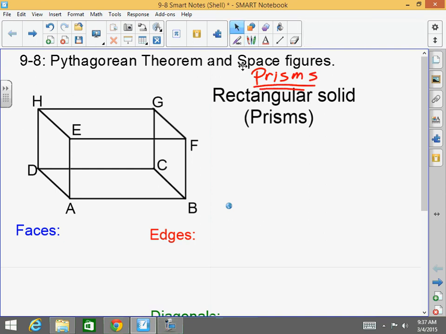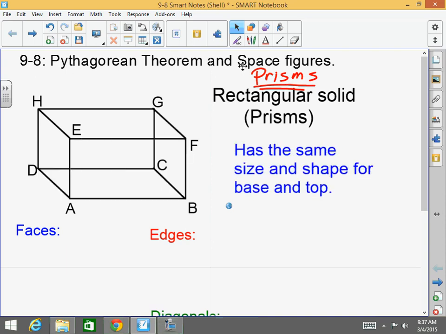Okay. When you have a rectangular solid, like the one right here in front of you, this is called a prism. It's basically a 3D figure. You could think of a box. That's a prism. A prism has the same size and shape for the base and the top. What do I mean by the base and the top? Think about a box again. When you lay it down on the floor, the bottom part, that's your base. That's what it's resting on. And the top, for example, is what you open.